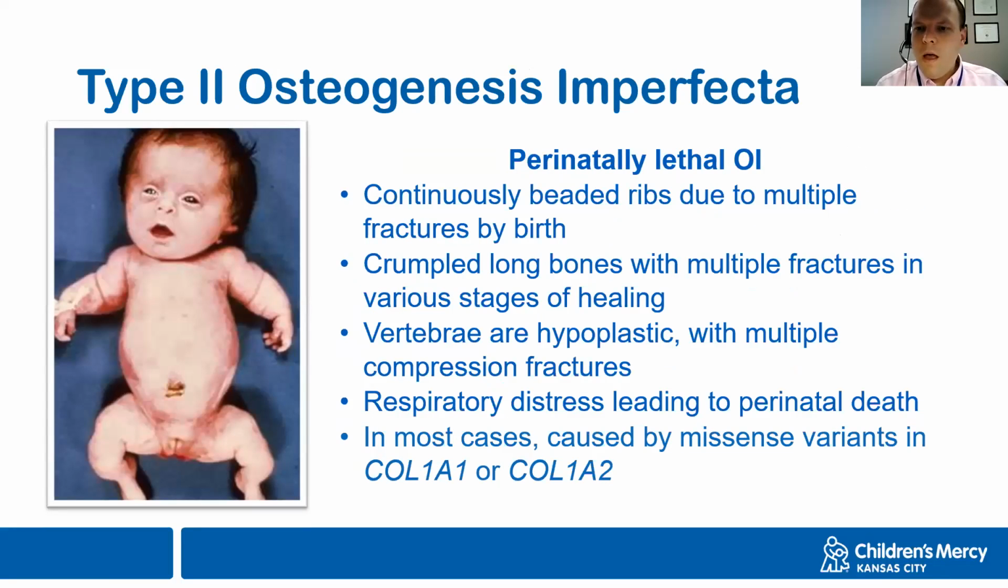Okay. And contrast this further with patients with type 2 OI, what we'll call perinatal lethal OI. These are patients that of course have very severe bone manifestations, including multiple fractures. They typically will have very small thorax size, and ultimately the respiratory failure and thoracic dystrophy are typically the cause of death in these patients. Vertebrae can be very hypoplastic, typically with multiple compression deformities. And again, in most cases, these are caused by missense variants in COL1A1 and COL1A2.